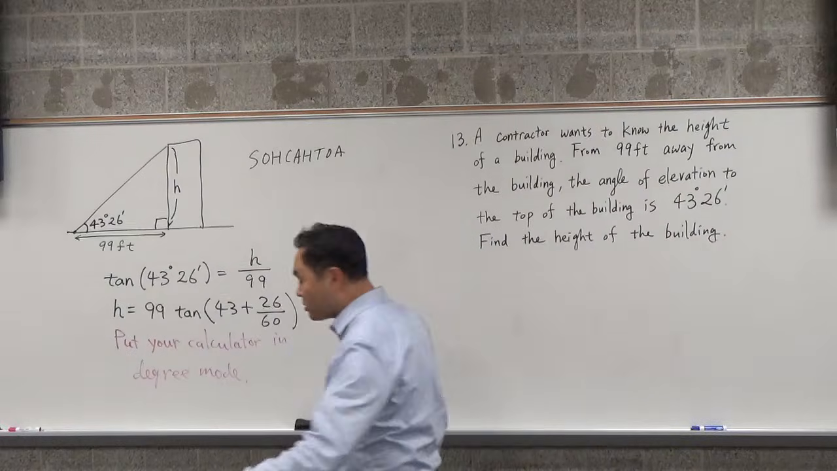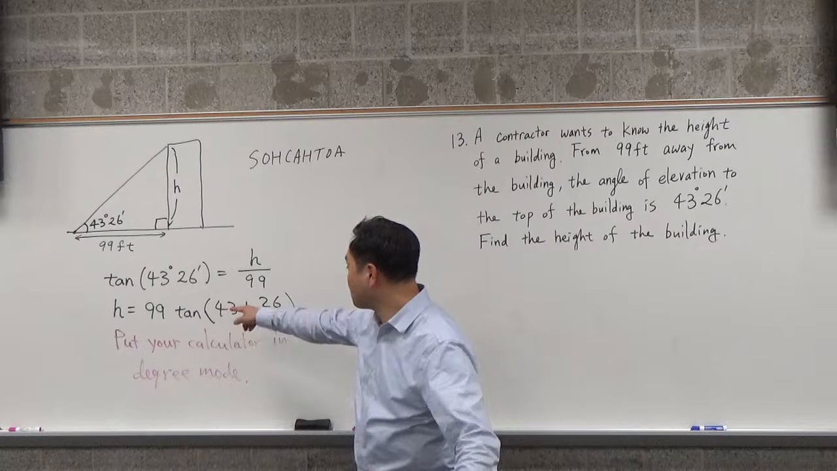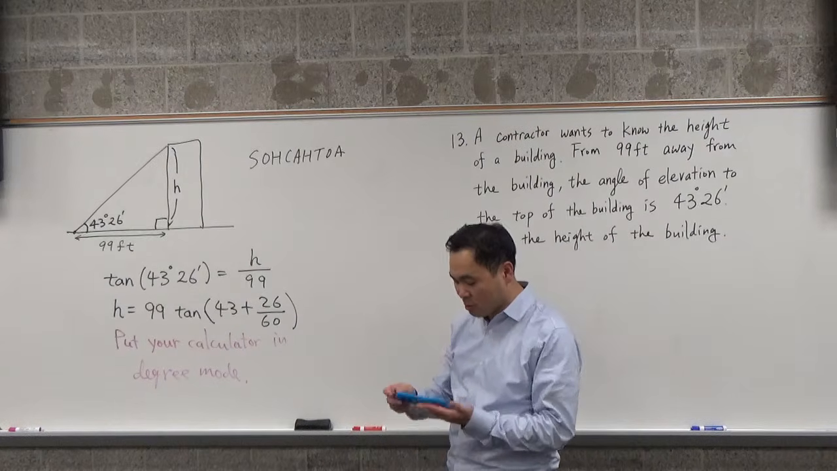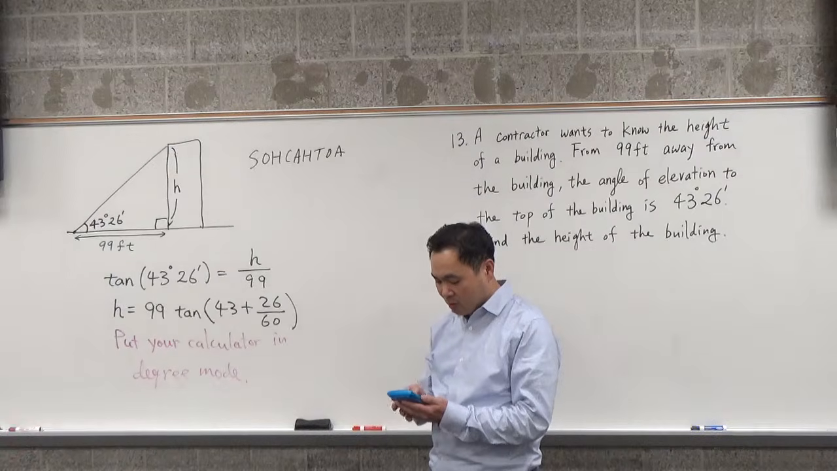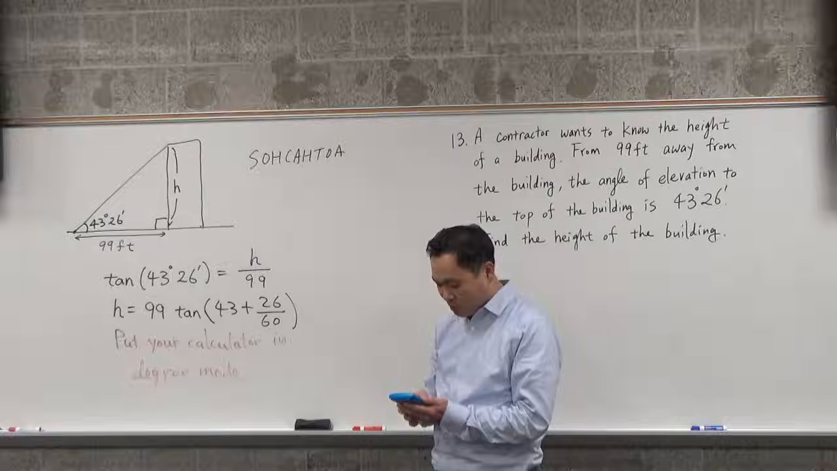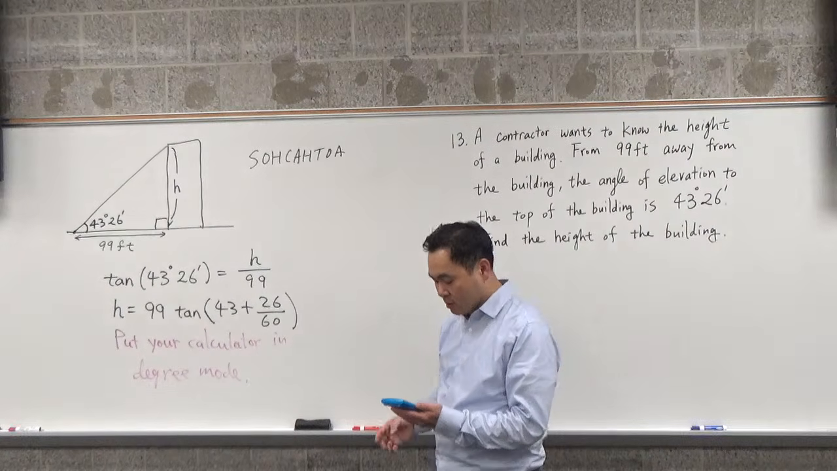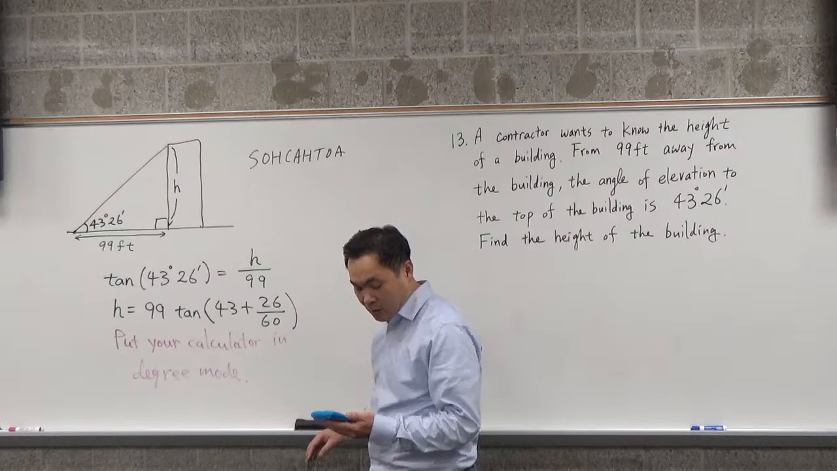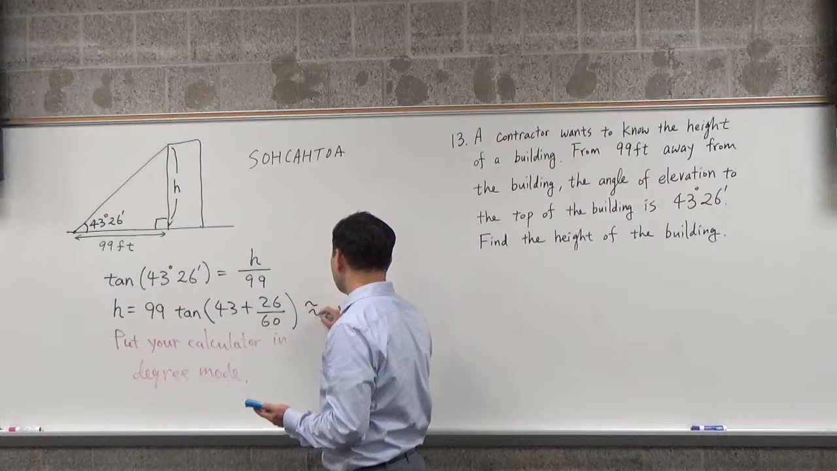So assuming that you did put everything in degree mode, now all that's left is just to punch this into the calculator. So let me do that. 99 times tangent of 43 degrees plus 26 divided by 60. And if I do that, I get 93.73.